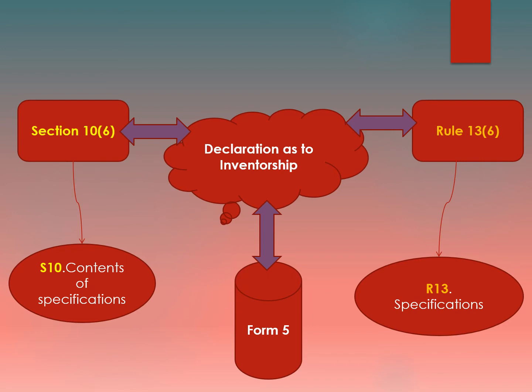This one is a question for you. The question can be like this: which two forms are related to the same section, that is section 10, and the same rule, rule 13? You can answer this. Okay, so we can say form 5 is related to section 10 and rule 13.